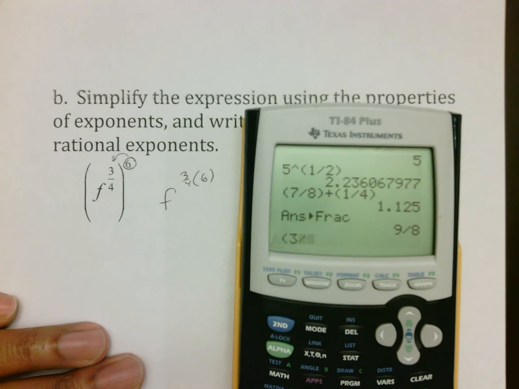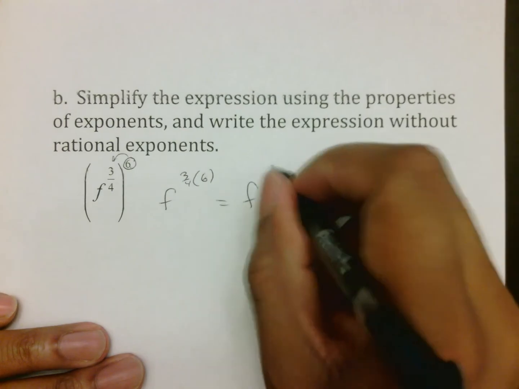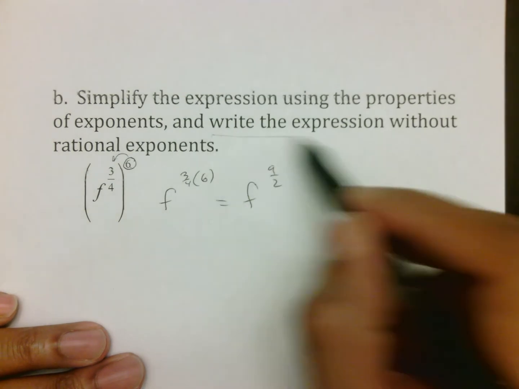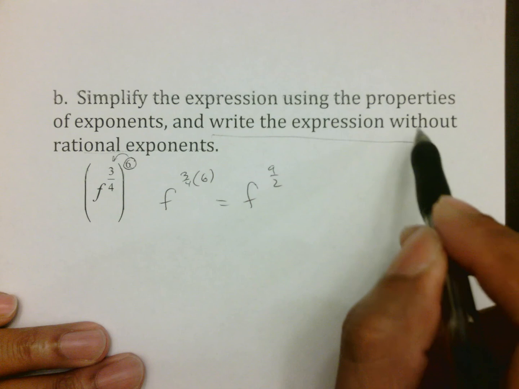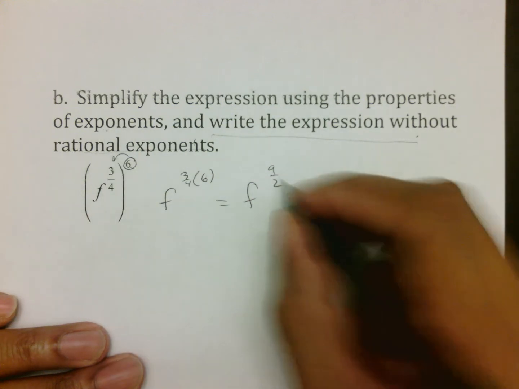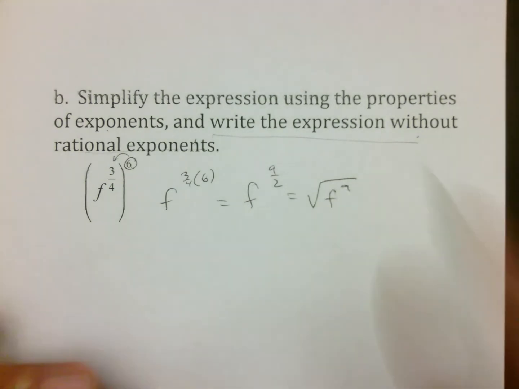And so we do 3/4 times 6, which gives us 9/2. But again, because of this second set of directions, without rational exponents, it says without, which means we don't want fractional exponents, means that this now has to turn into the square root. Remember, we don't write the 2 of f to the 9th.